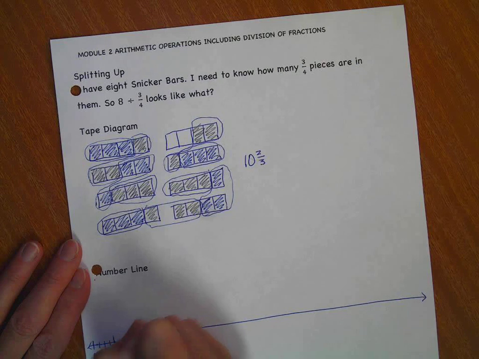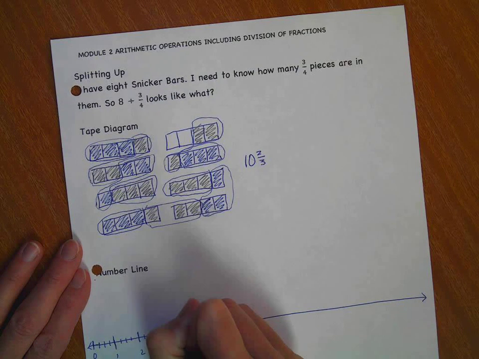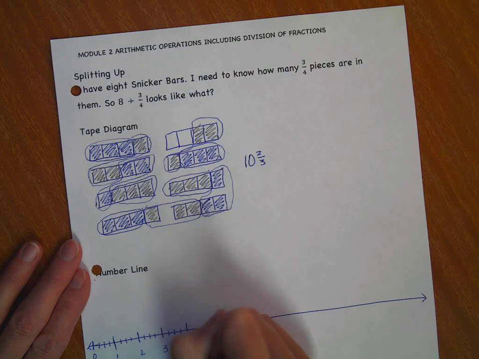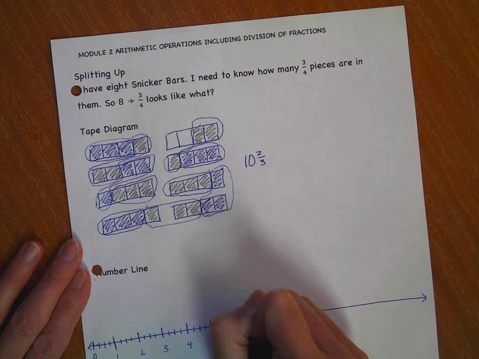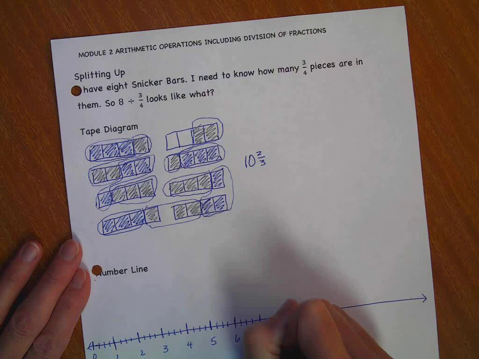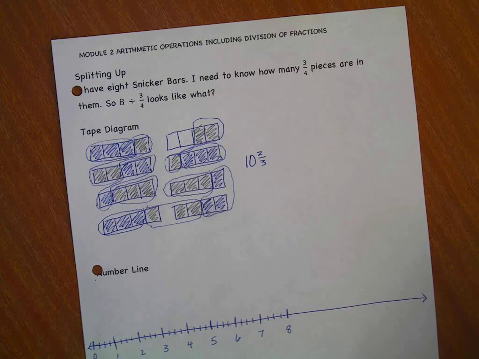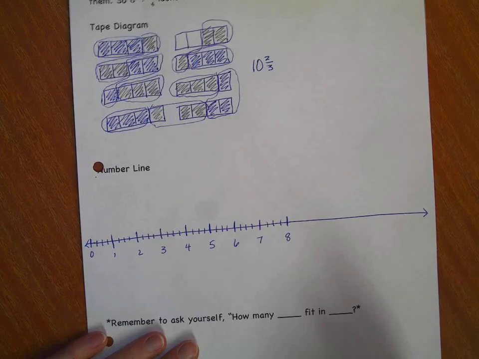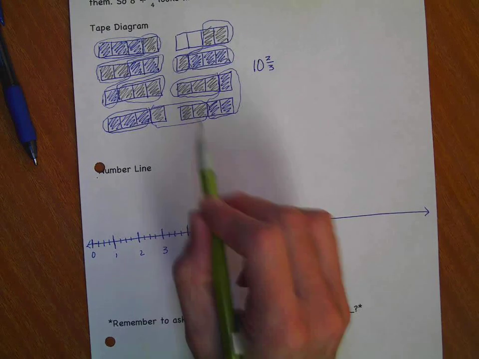And then we're going to go 1, 2, 3, 4. So that would be 1. 1, 2, 3, 4. So that would be 2. And we keep going like that, counting 1, 2, 3, 4 for each whole number, up to 8. Okay, so I kind of made my number line a little bit bigger than I needed, but that's okay.